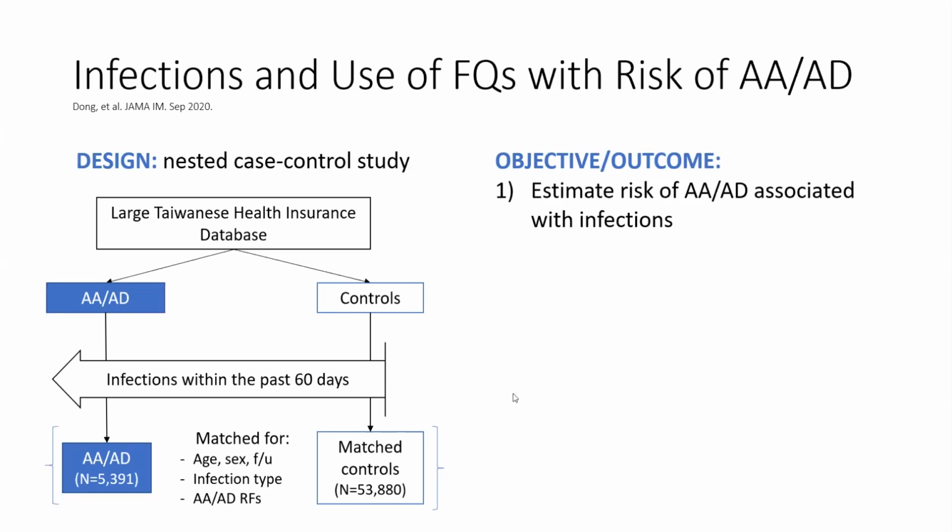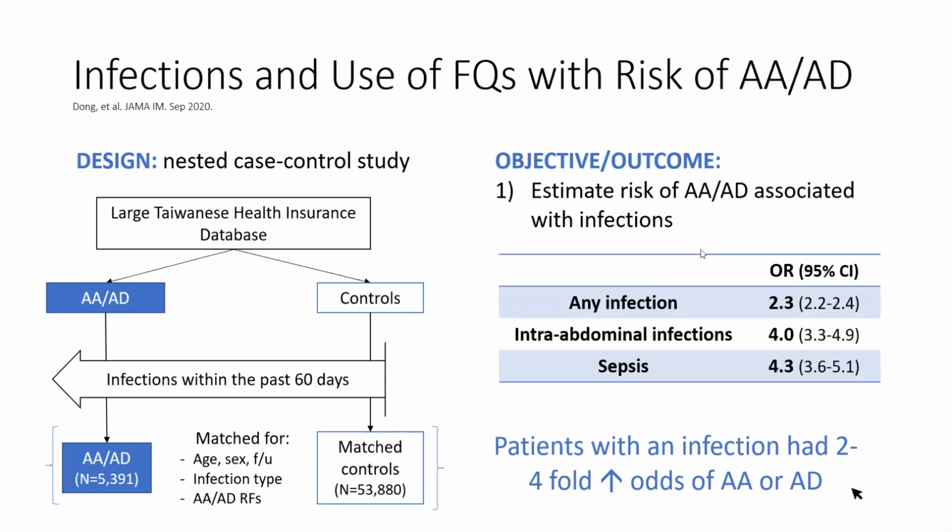The first objective and outcome that they wanted to look at was to estimate the risk of aortic aneurysm and dissection associated with infections. What they found is that patients with an infection had a 2 to 4-fold increased odds of aneurysm or dissection, irrespective of antibiotic use. And this risk was highest among those who had intra-abdominal infections and those who had sepsis.